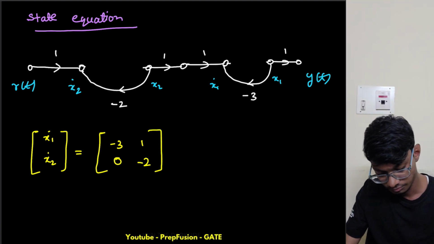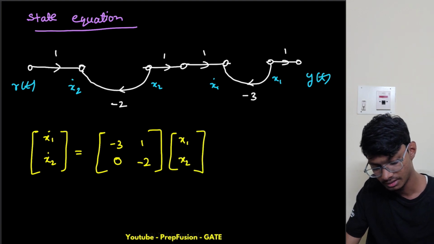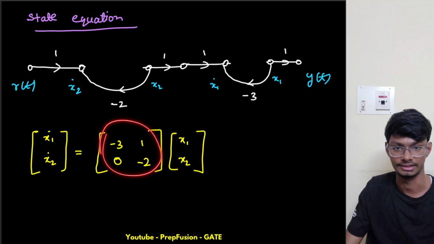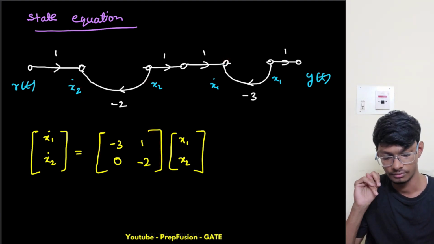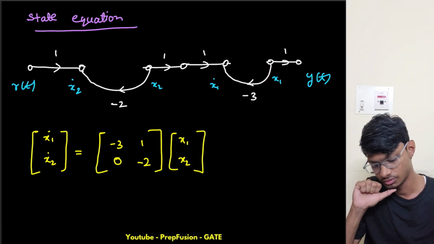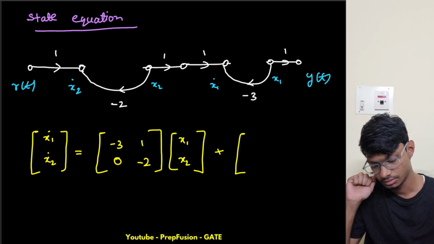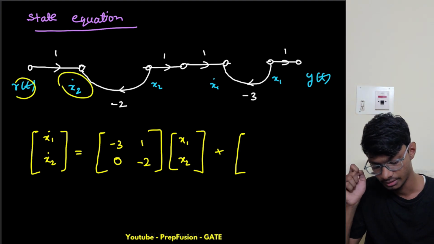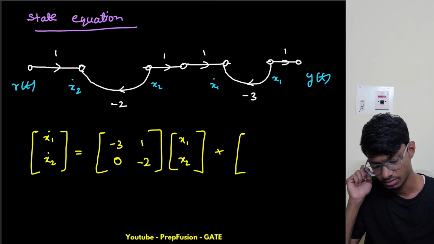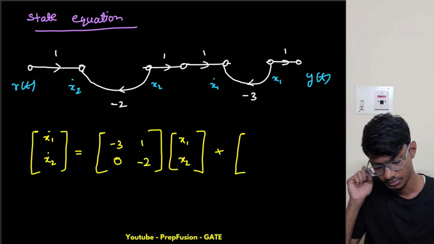Now this is x1 and x2 only, as there are no further forward paths. That's why I can write this directly here. If there were multiple forward paths from the same state variable, then we would have to think about that. All this we have done in previous lectures. Now x2 dot is related to r, but x1 dot is not related, r can't come here. That's why this will be 0 and this will be 1, and this will be my R of t.